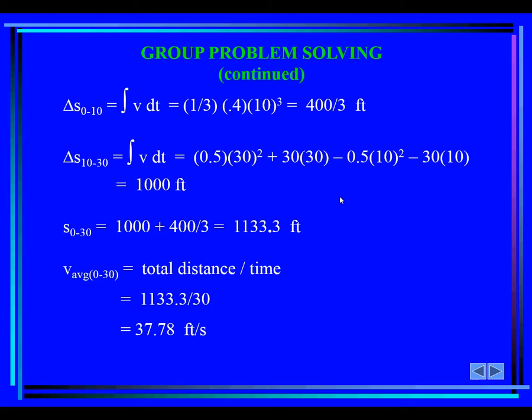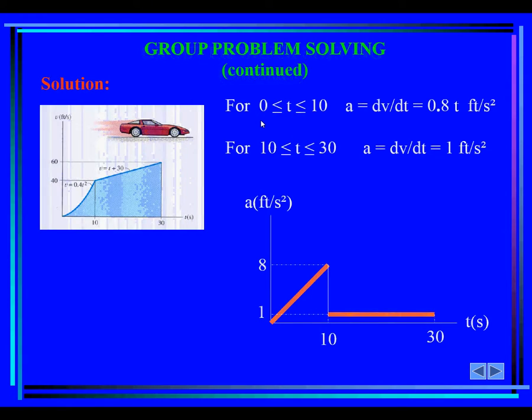But if we want to integrate for the position between 0 and 10, we integrate the velocity versus time, which is basically the area. So this would be 1/3 of 0.4t cubed. That is going to be the area under this curve.